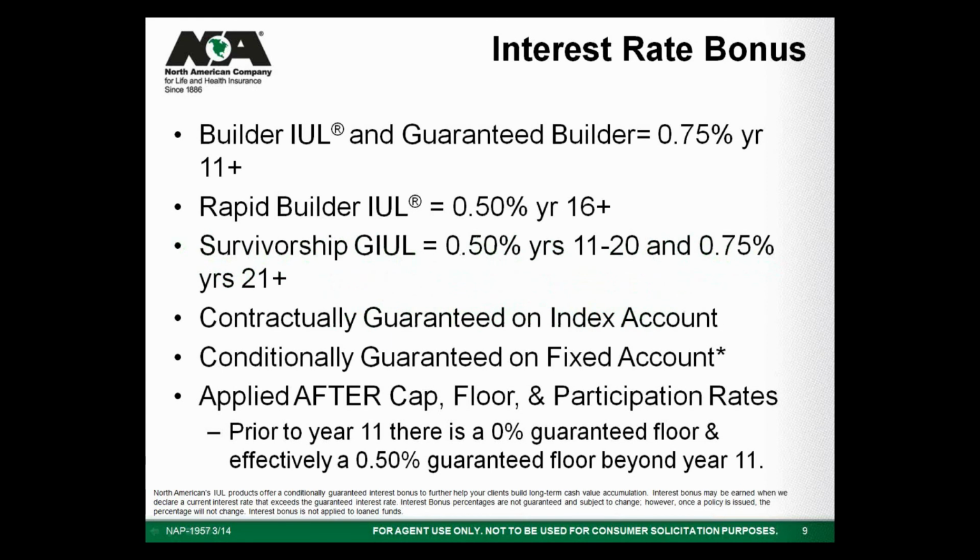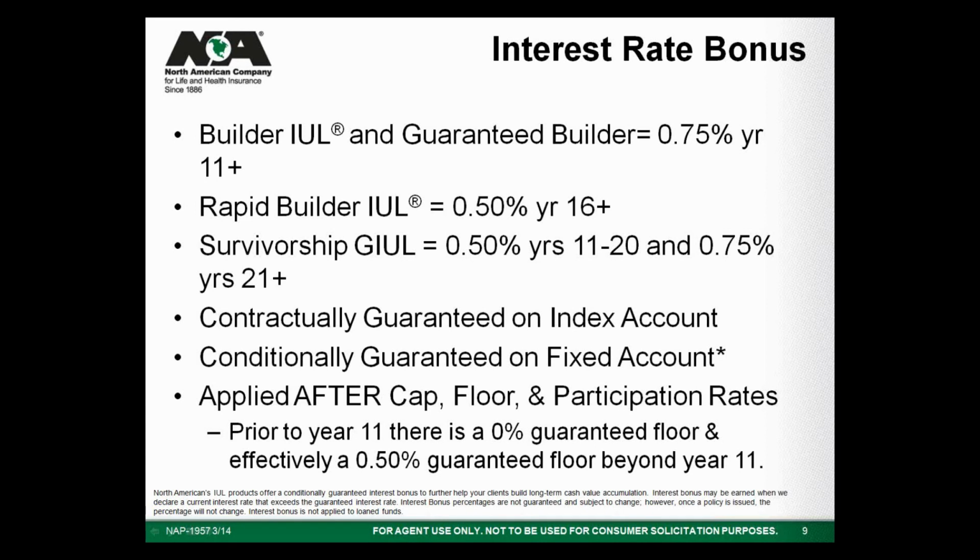So our interest rate bonuses, these are contractual if they are in the indexed account. On our Builder IUL and our Guaranteed Builder, it's 0.75% years 11 plus. So what that means is if we have a down year in the market where the return would be a 0, if it's year 11 plus, your client is still going to show a 0.75% return. So it makes it very nice to know that when you're having your annual review, even in a down market, you're going to be able to show your client a positive gain.